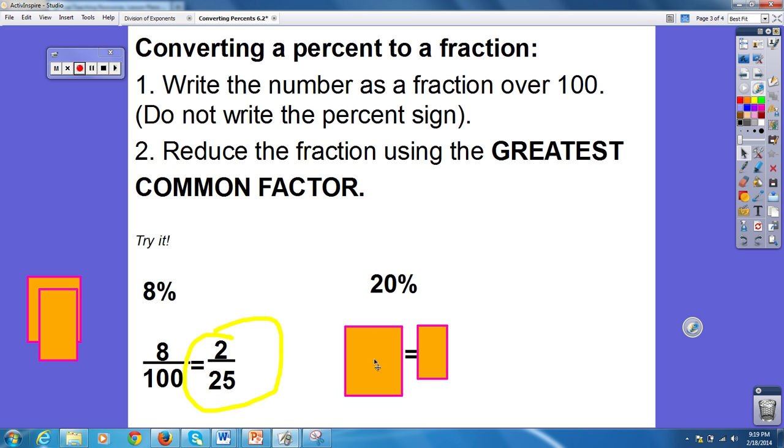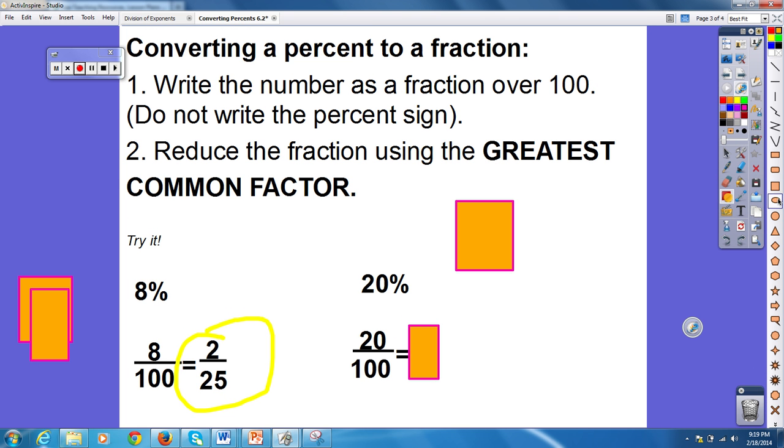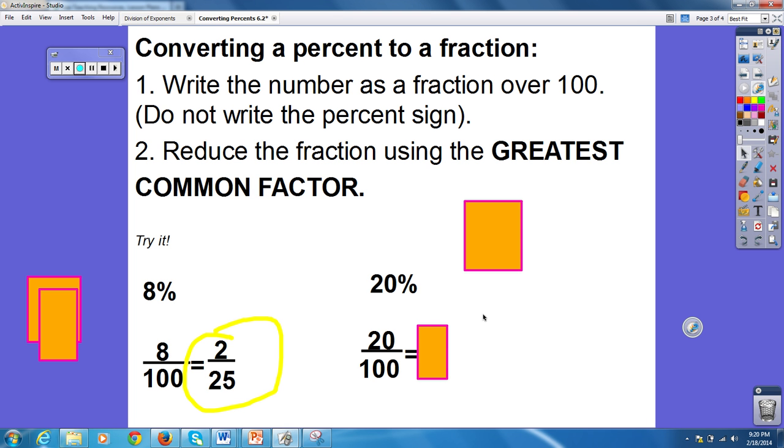Alright, hopefully you wrote the correct answer. So when we start with step 1, it says write the number as a fraction over 100. So my first step will be to write 20 over 100. I'm not done yet though because I need to divide by the greatest common factor. In this case, the greatest common factor is 20. So I need to divide the top and the bottom by 20. When I do that, I find my final answer, which is 1/6.